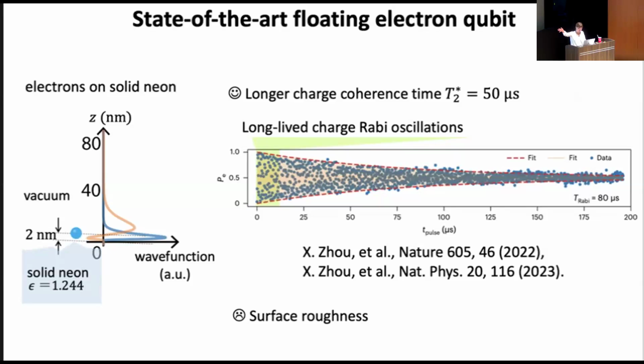And what is more important is the qubit is already realized using the electrons on neon. It was done very recently by some US researchers, and they have measured the charge coherence time. It is an orbital qubit, and the charge coherence time is 50 microseconds, which is very long for charge coherence time.